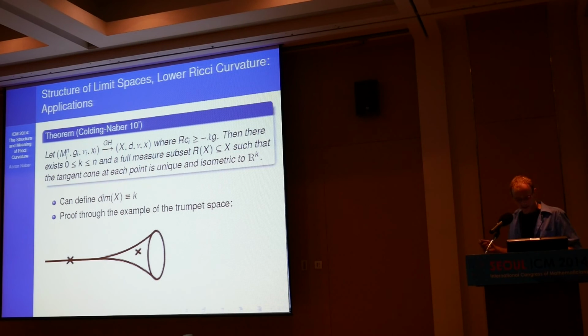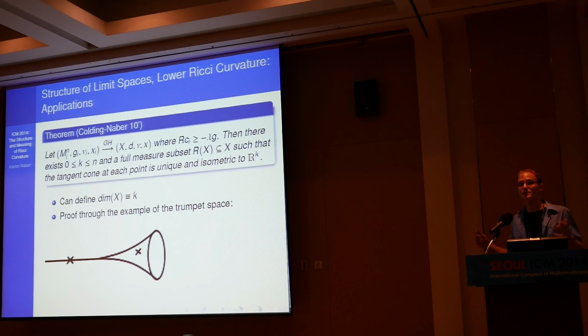So consider the following example, a trumpet space. Really simple thing. So the point is it's got one component off to the left, which is one-dimensional. Right, another component is two-dimensional off to the right there. And we want to see that this thing can't arise as a limit of spaces with lower Ricci bounds.